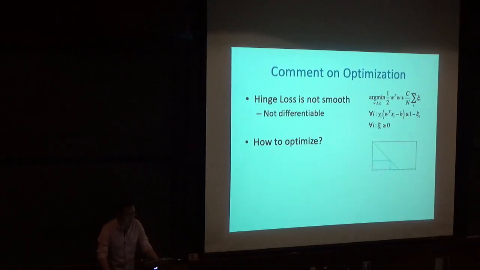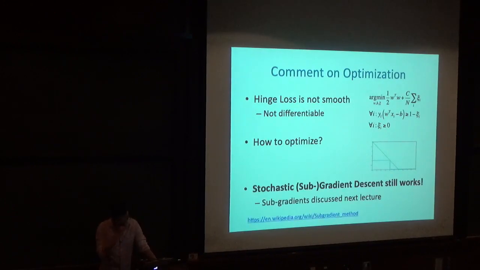So how do we optimize for this function if it's not differentiable? The good news is that stochastic gradient descent basically still works. In practice, people do something called subgradient descent, and we'll talk about that in the next lecture. If you know what subgradients are, great. If you don't, we'll touch on it next lecture. But by and large, nothing much needs to change in terms of your SGD solver.